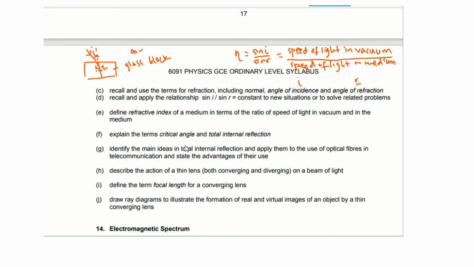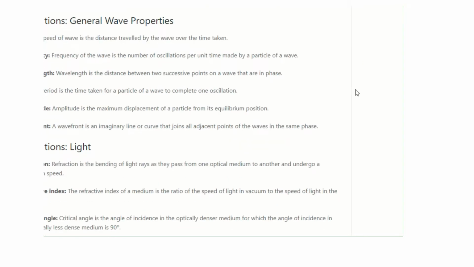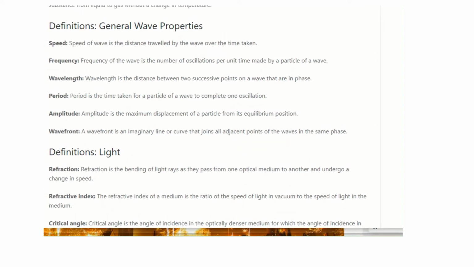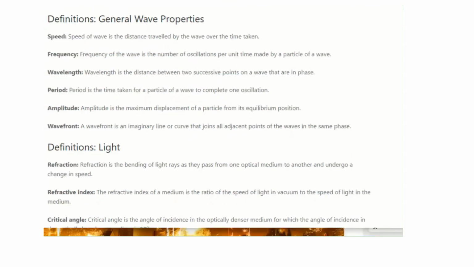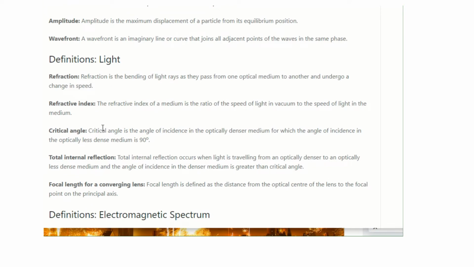All right, so we've covered D and E. Next, let's look at critical angle and total internal reflection. So I do have a definition for critical angle. I'll provide you with where you can look for it. So it is found here. Okay, so critical angle is the angle of incidence in the optically denser medium, for which the angle of refraction in the optically less dense medium is 90 degree.